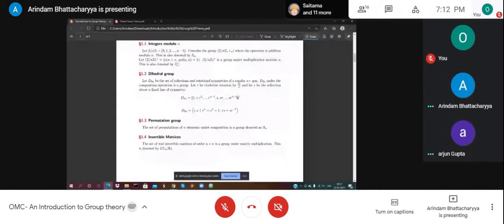Got it. So when you write r squared, what does that exactly mean? Here, right and left doesn't make sense. We apply the transformation two times. r is the clockwise rotation by 2 pi by n, and r squared is r of r. If you think of r as a function, like f of f, r of r is r squared. Okay, got it.